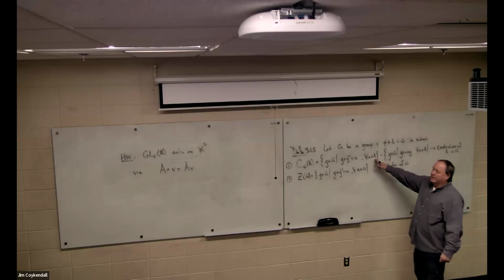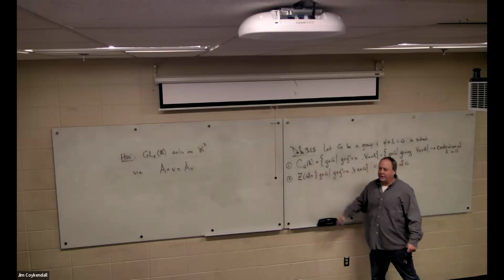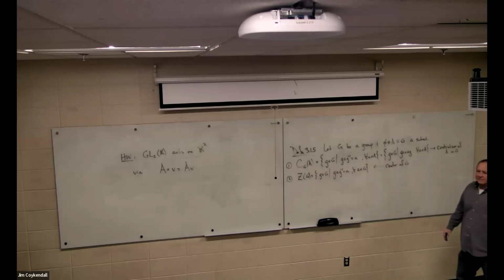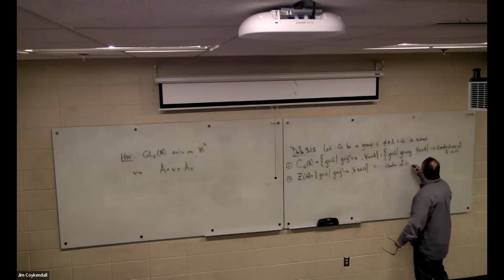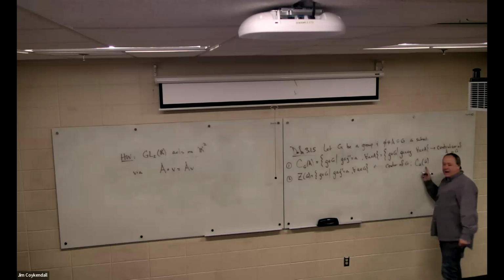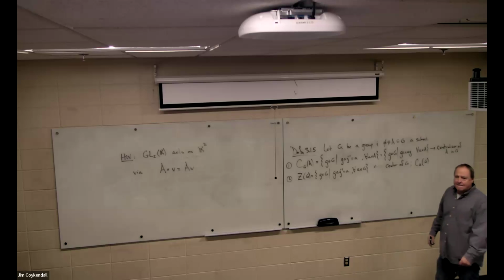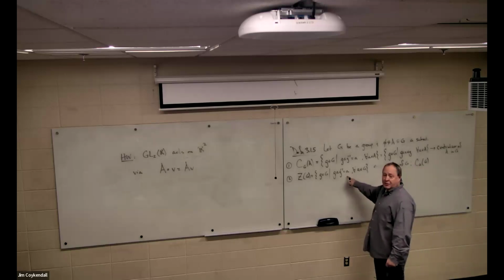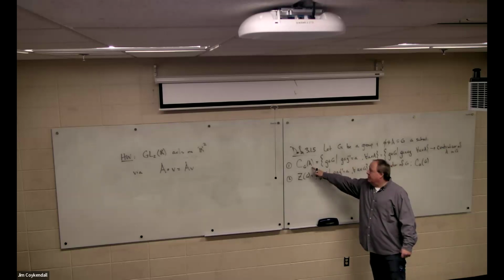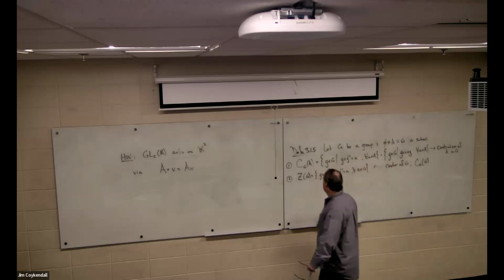How could I choose capital A here so that this thing is equal to the center of G? Just make it be all of G. So this is actually another way to do it. This is the centralizer in G, not just of A, but of all G. Which one's the special case? This one's a special case of this. If you take your A to be capital G, then you recover this here.